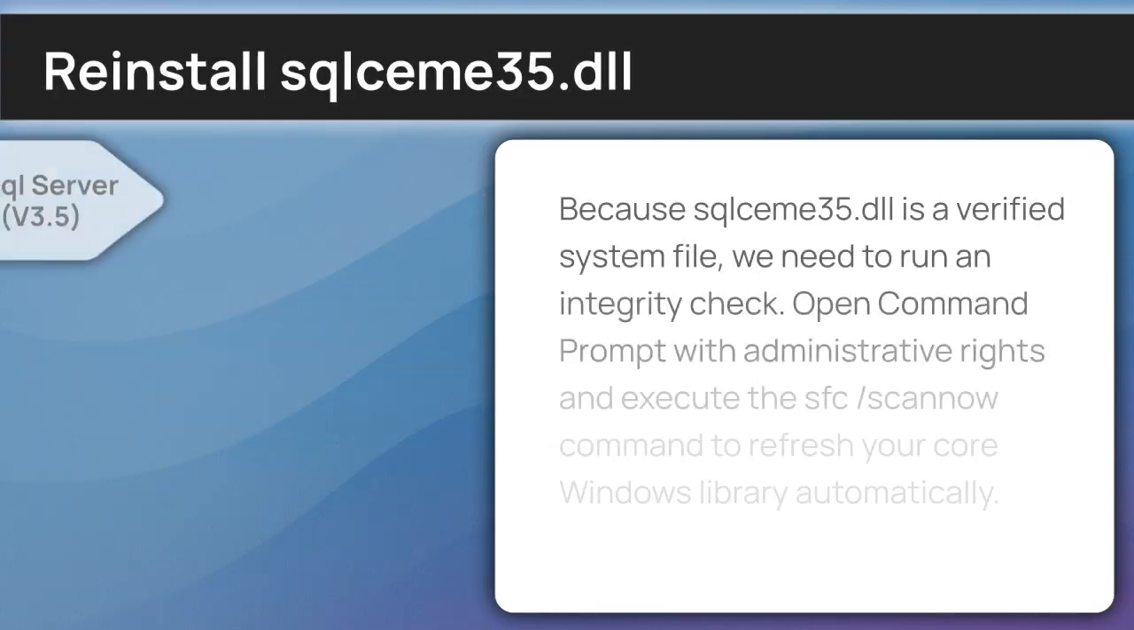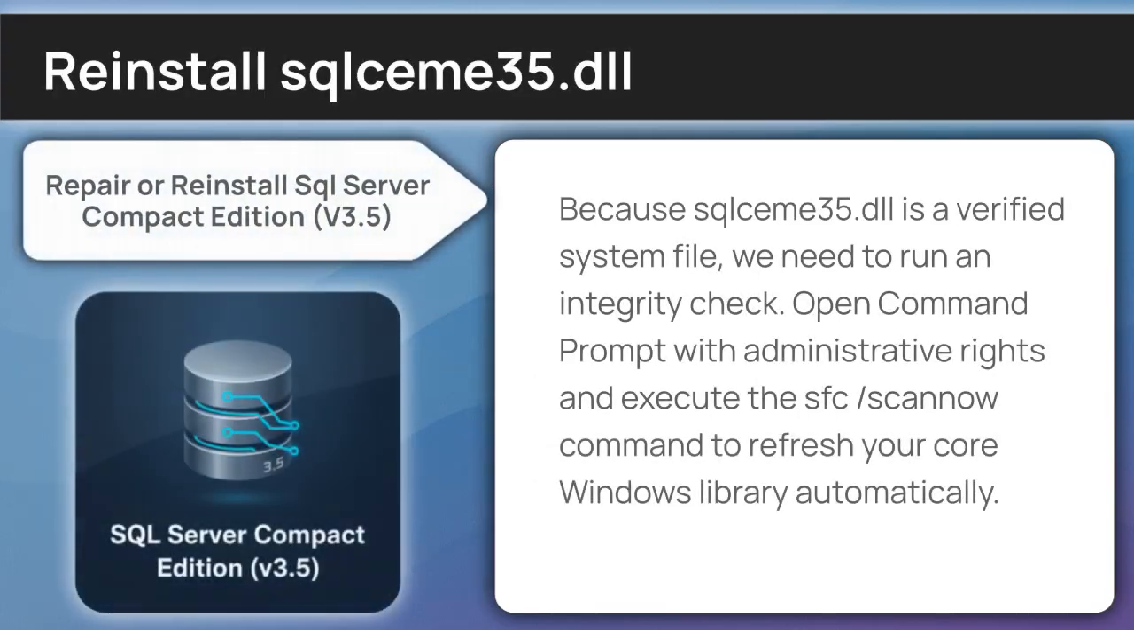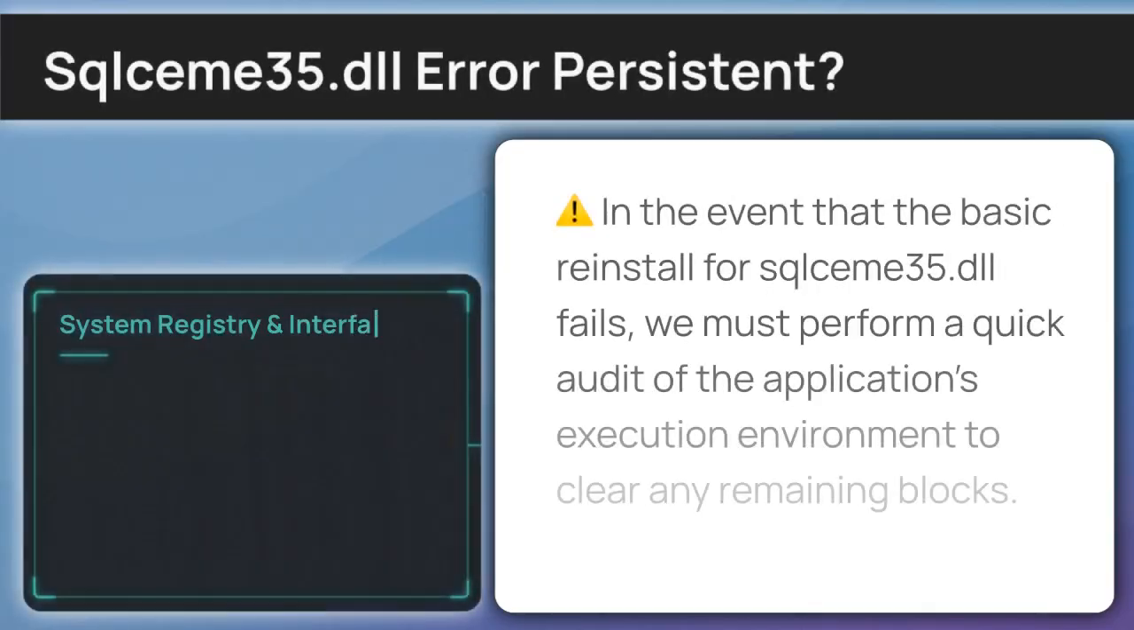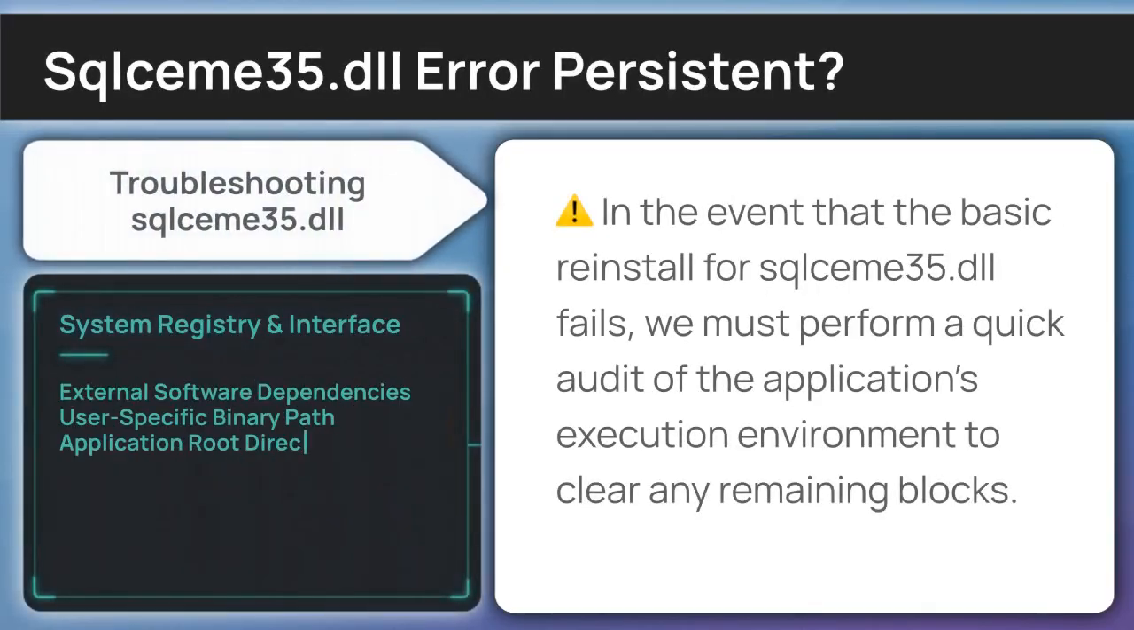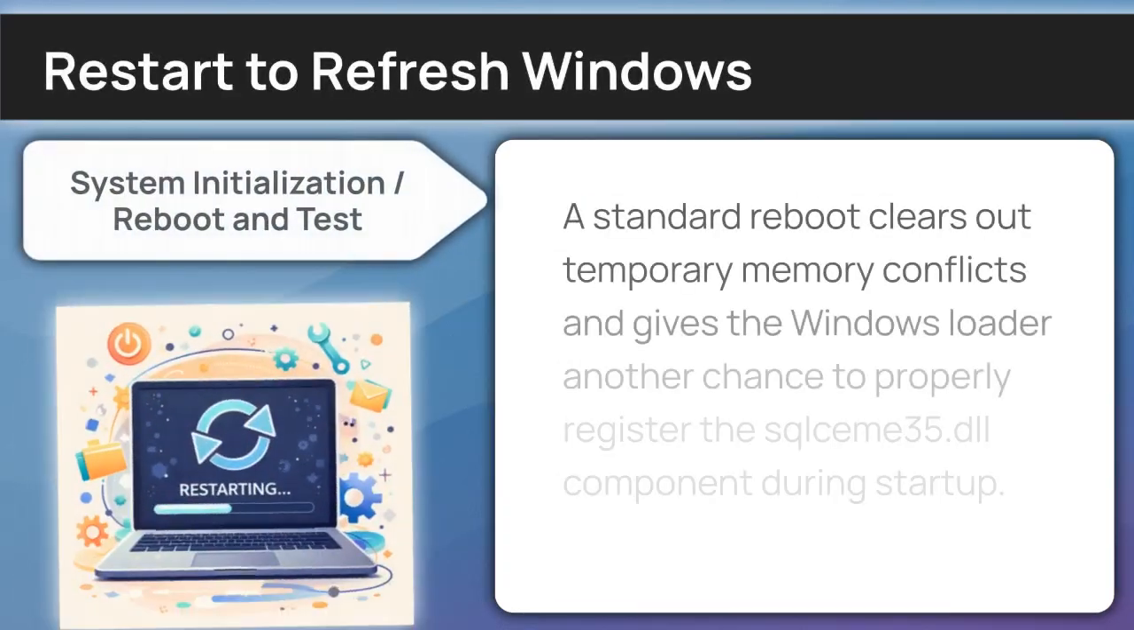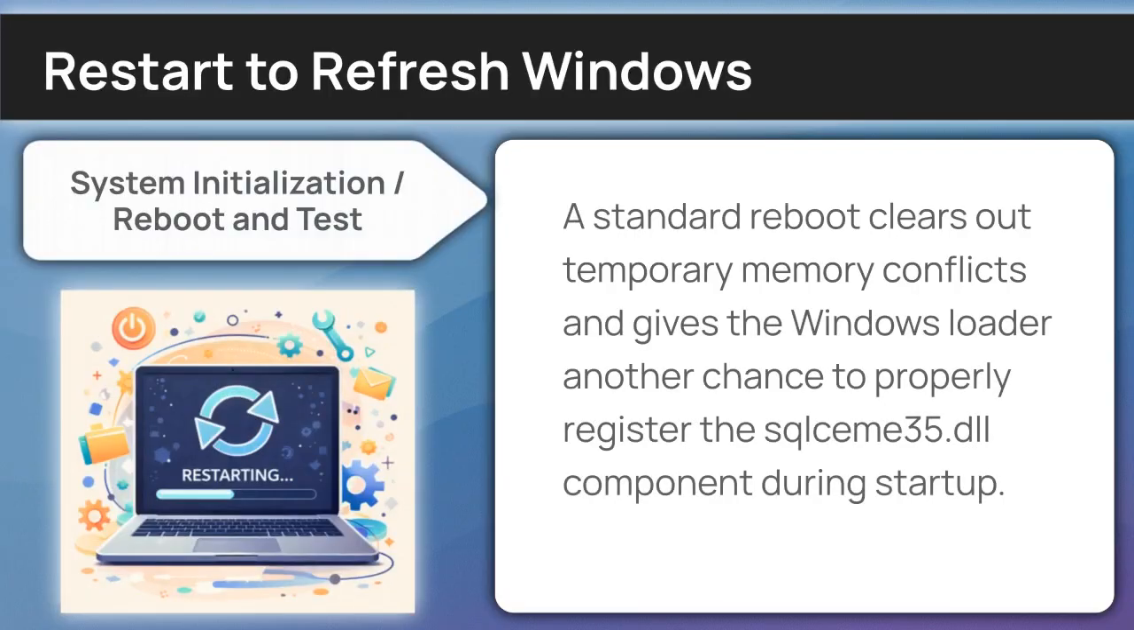Because sqlceme35.dll is a verified system file, we need to run an integrity check. Open command prompt with administrative rights and execute the sfc /scannow command to refresh your core Windows library automatically. If you're still finding yourself stuck after the reinstall, our next priority is to check for any active blocks in the system path. A quick system restart is a practical way to ensure that all shared libraries, including sqlceme35, are being loaded correctly into the current session's memory.